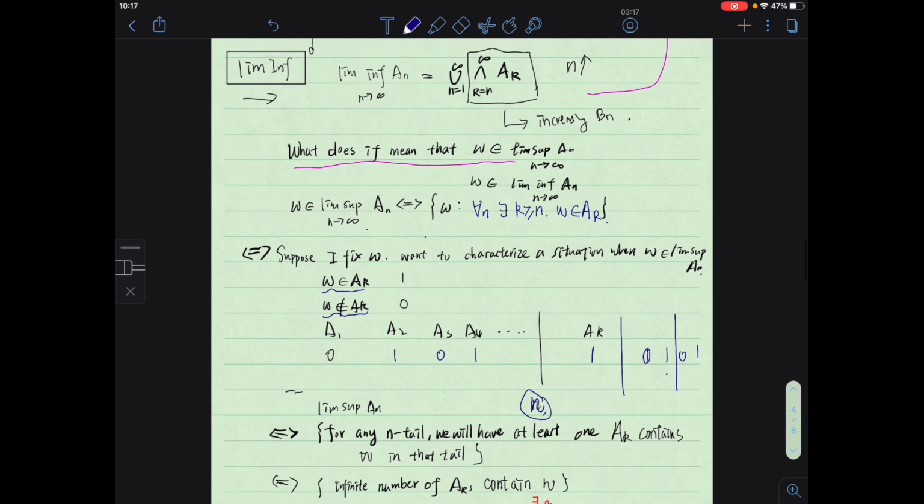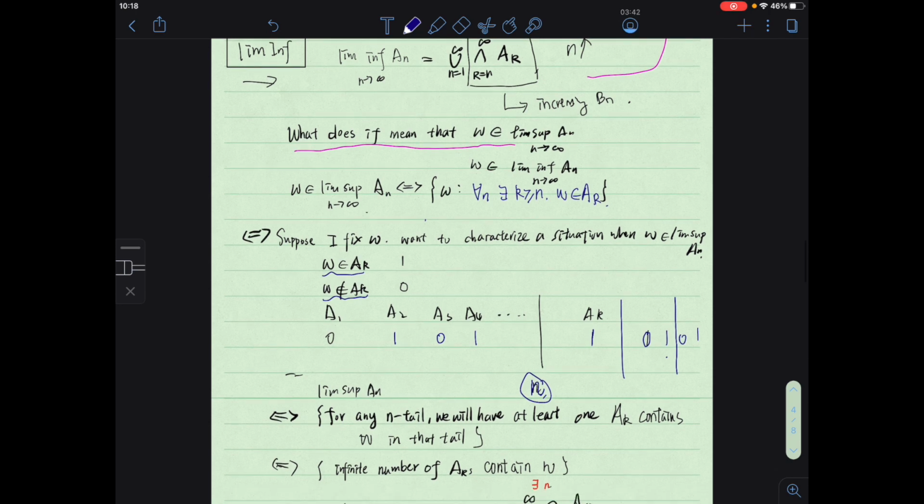And then to put that in language, it's the same as saying for any n tail, we will have at least one AK contains omega in that tail. And because it's for any n tails, if you look at all the n tails, then we can have an infinite number of n tails, which means we can have an infinite number of AK contain omega. So that's the second expression here.